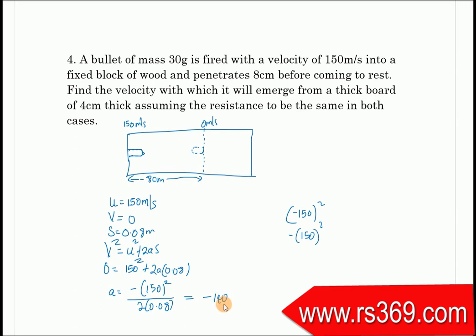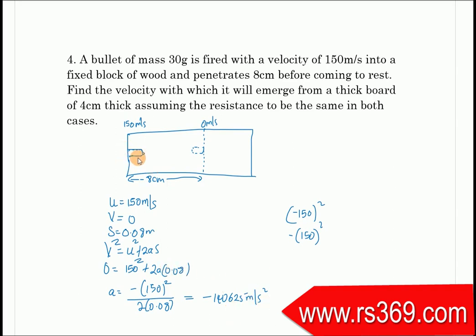You press the calculator, that is 140,625 meters per second squared. That one indicates that it is a retardation. So there was a deceleration of this much.